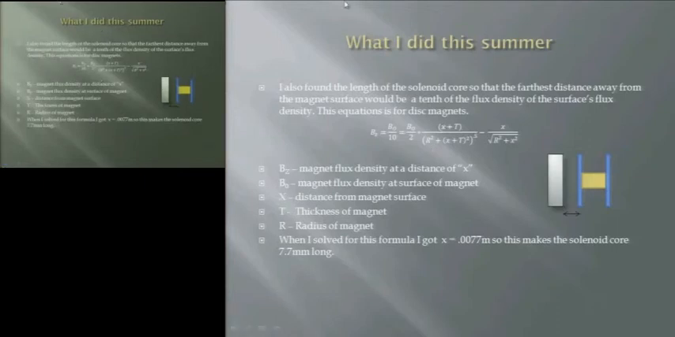All right. Another thing I designed was the length of the solenoid core. Basically, this equation finds the magnetic flux density at a distance from a disk magnet. This is the flux density at the surface of the magnet, which is the maximum. Here's the magnet. The surface of the magnet has the maximum flux density. The farther away you go, there is an exponential decrease in magnetic flux density. So I found the x that allows the magnetic flux density at a distance to be 1/10 of the flux at the surface. This is the task that my mentor bestowed upon me, and I found it to be 0.0077 meters, or 7.7 millimeters long. So that's how long my solenoid core is, in order to solve this problem. That's also something I did for the summer.